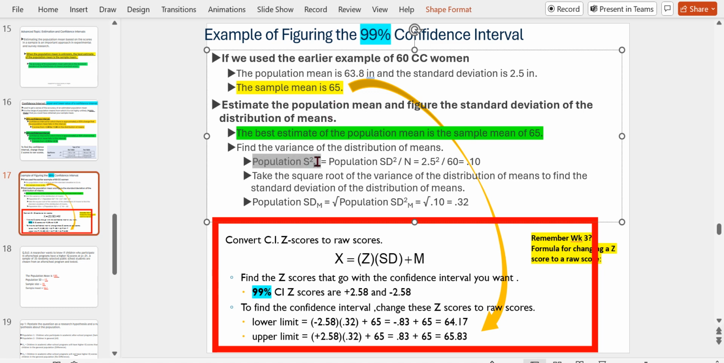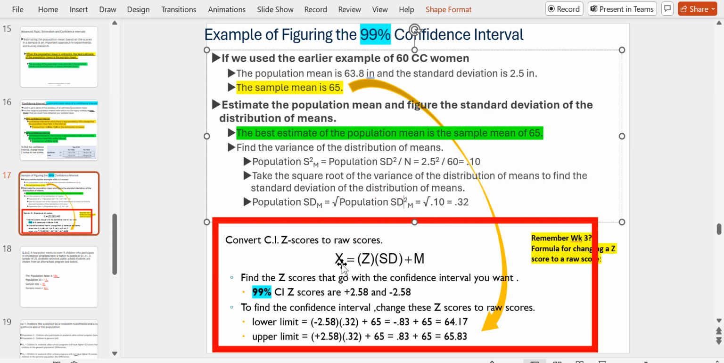There's your variance of the DOM, okay? And we got that number there. Remember, we calculated 2.5, squared it to find the variance of the population divided by the sample size. There's my variance of the DOM. We square root that variance and we get 0.32, right? Didn't change anything.